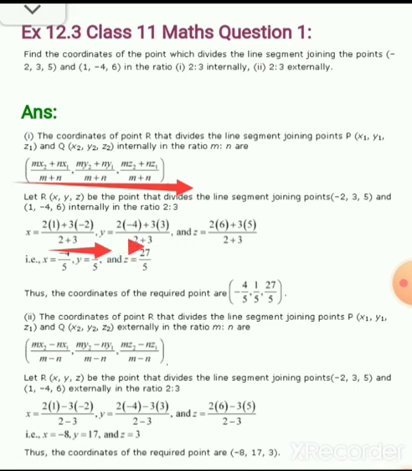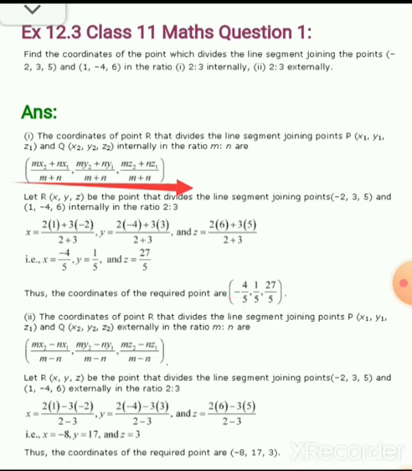Next like that y coordinate, my2 plus ny1 divided by m plus n, and like that third coordinate, mz2 plus nz1 divided by m plus n. So simplify this equation, you will get the coordinates x, y, z, that is -4 by 5, 1 by 5 and 27 by 5. Thus the required point is (-4/5, 1/5, 27/5). So this is the required value for the internal division.